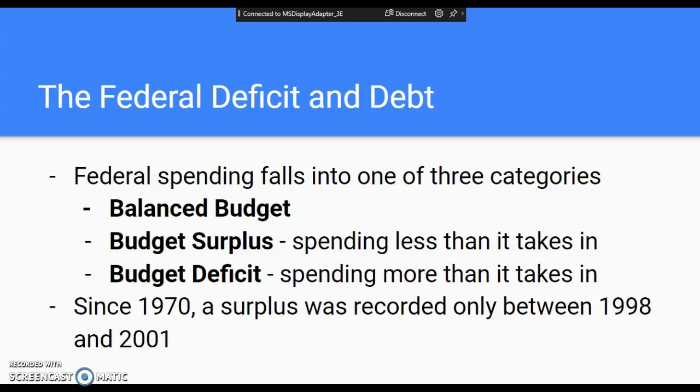So federal spending falls into one of three categories: a balanced budget, which is pretty self-explanatory. That is where you are spending what you are bringing in. A budget surplus is when you spend less than you're taking in, so that means that you'd have money left over. And a budget deficit is when you spend more than you're taking in. So you are spending more than you currently have and overspending the amount. So since 1970, a surplus was recorded only between 1998 and 2001. Now, a deficit is different than debt, and we'll talk about that difference in just a moment.